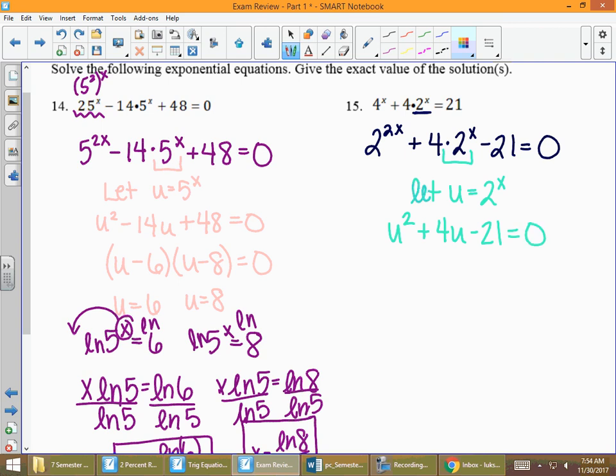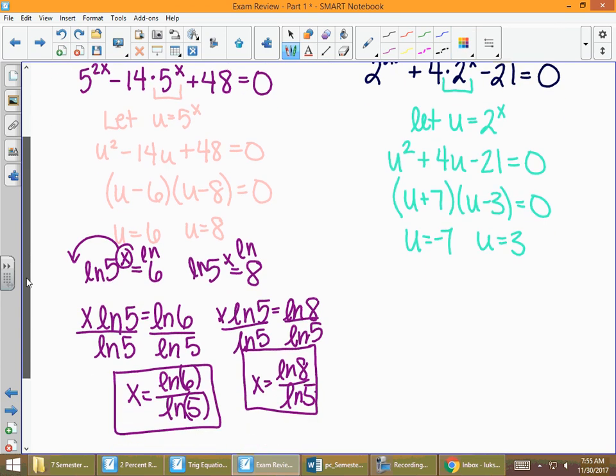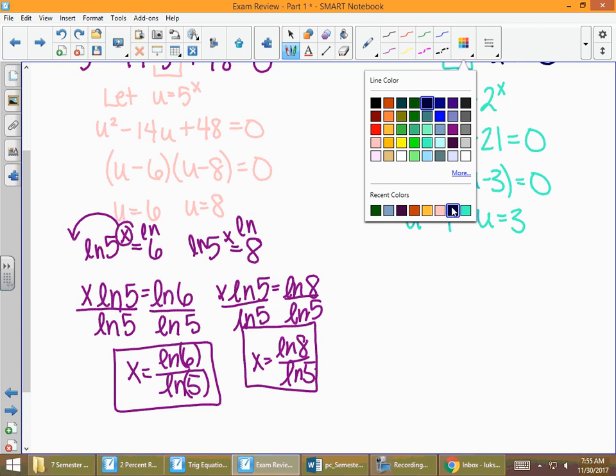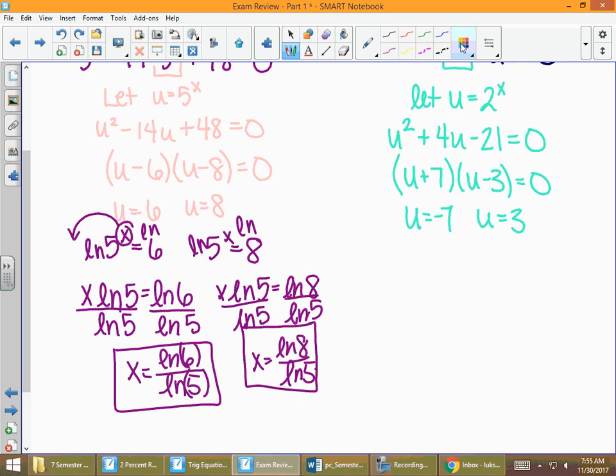Two numbers that multiply to negative 21 and add to positive 4 are positive 7 and negative 3. That means u equals negative 7 and u equals 3. Again, don't forget to keep going. Negative 7 and positive 3 are not your final answers. They just help you get there. It's your middle step. So we said u is 2 to the x.